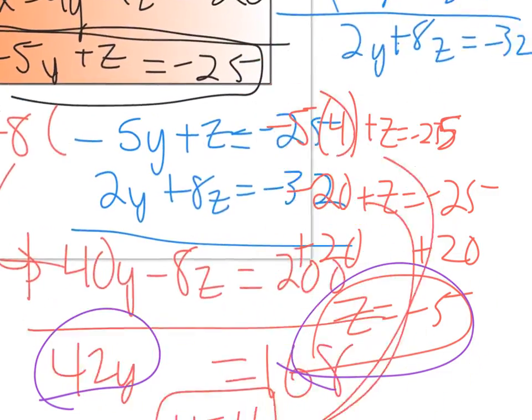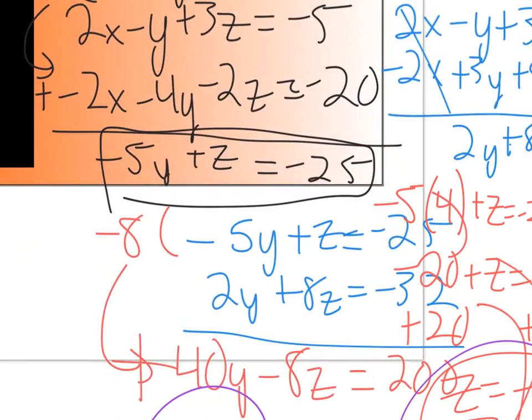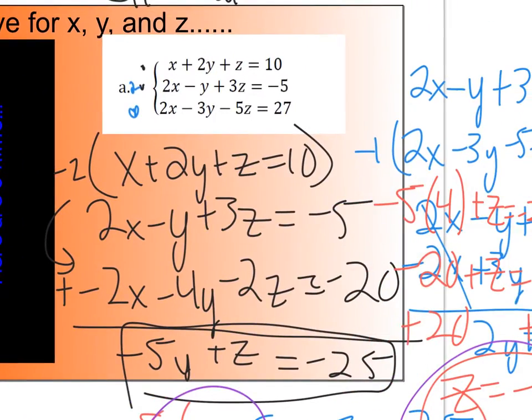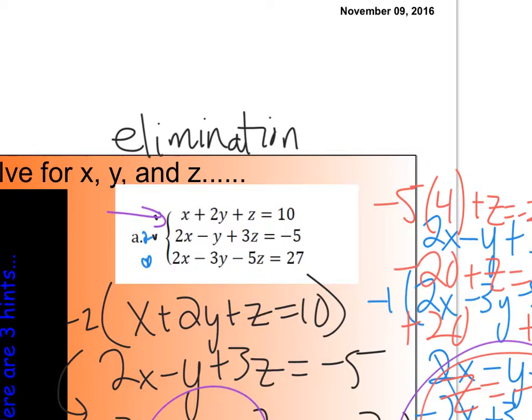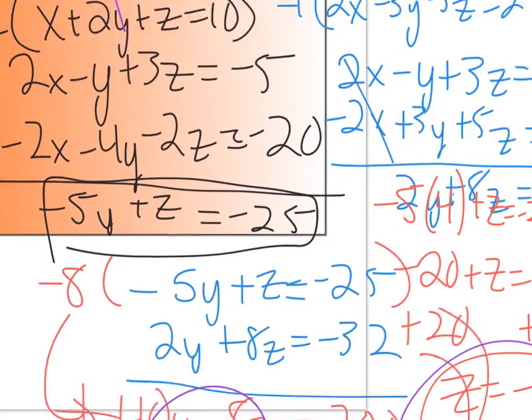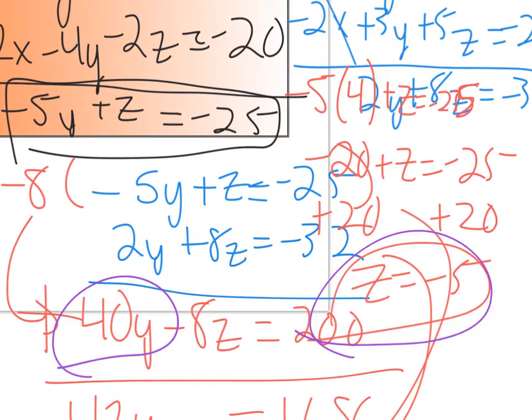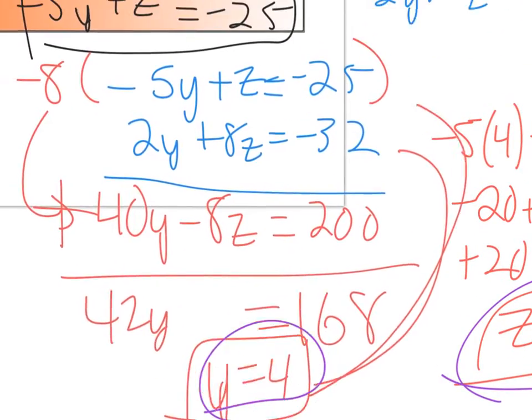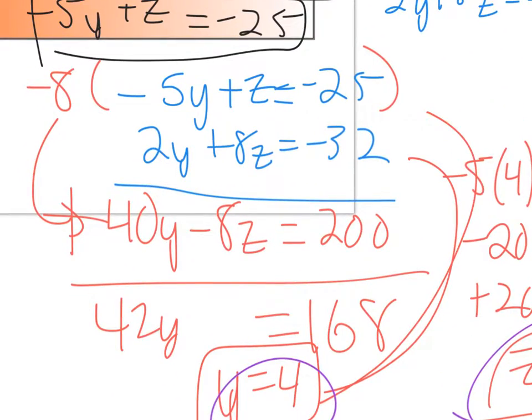So now what I want is to go back, figure out what x is. So that's my last piece. What I'm going to do is this. So y equals 4, and z equals negative 5, pretty sure. Z equals negative 5, y equals 4. Okay.